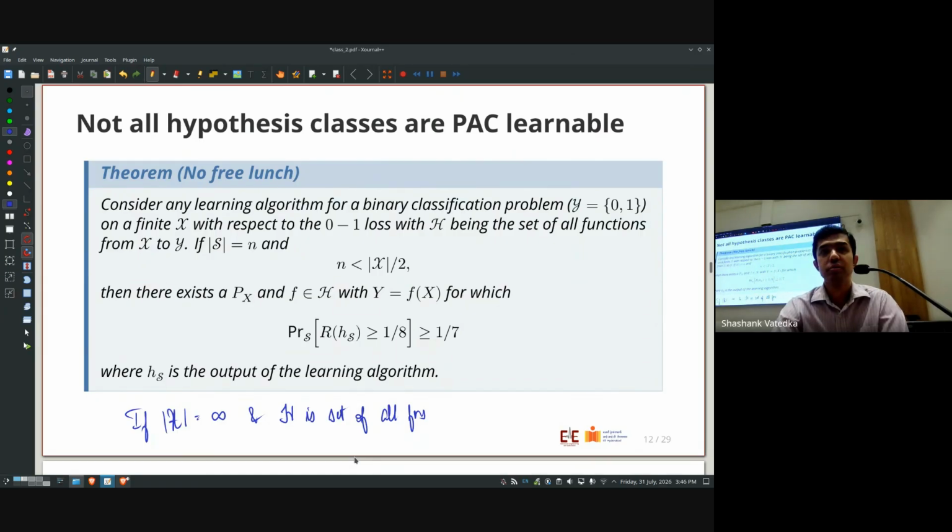It is not, right? The no-free-lunch theorem says that you need at least half of the cardinality of x to achieve an arbitrarily small epsilon delta error. It doesn't say that you can achieve an arbitrarily small epsilon delta error. It says that if you have less than cardinality of x by 2, then you cannot. So it's a negative result. So this says that if the cardinality of x is infinite and h is the set of all functions, then it's not PAC learnable.